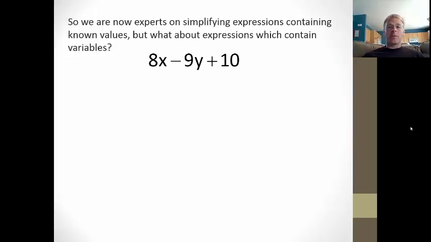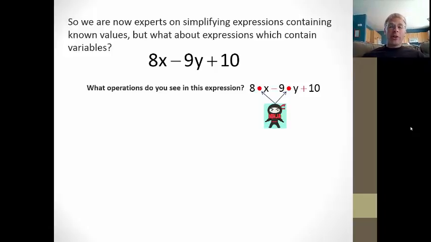And that's what we're going to talk about today. How do we simplify this? Well, first question we have to ask ourselves is how many operations do we actually see in this expression? Now, some of you might have said 2, but there are actually 4. There's 2 multiplications in between the 8x and the 9y, a subtraction and an addition.